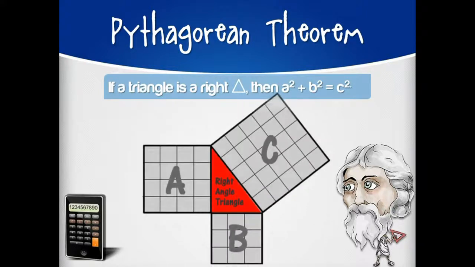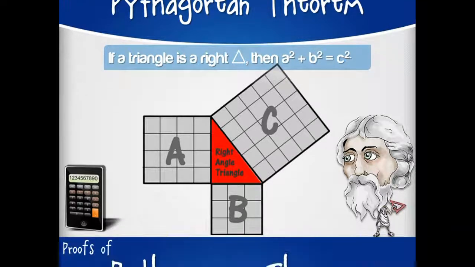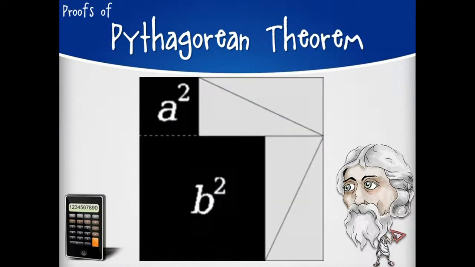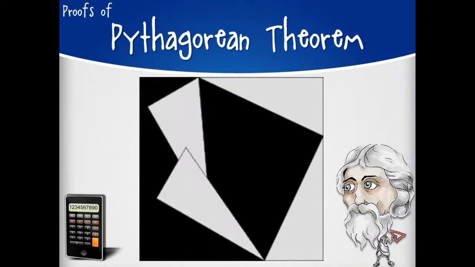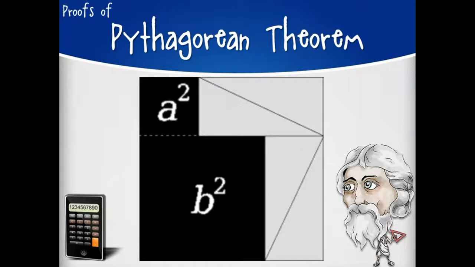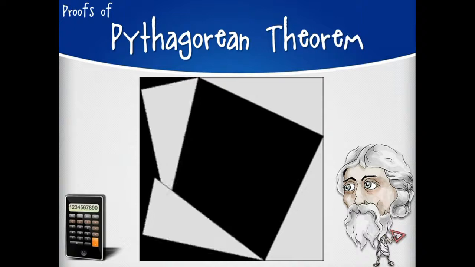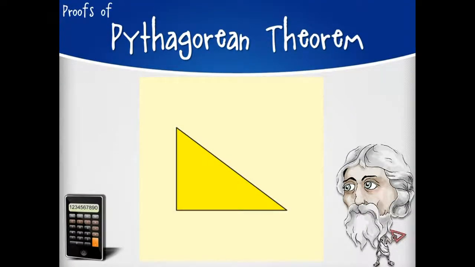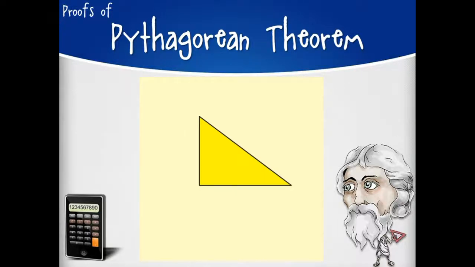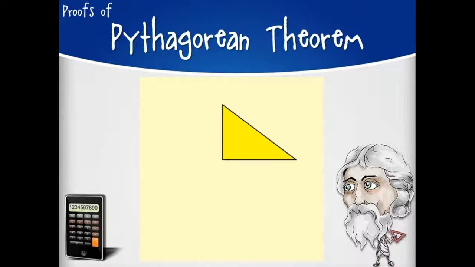The Pythagorean theorem states that if a triangle is a right triangle, then a squared plus b squared is equal to c squared. This is one proof of the Pythagorean theorem by the rearrangement of four identical right triangles. Another proof of the Pythagorean theorem is this animation showing another proof by rearrangement of the triangles.